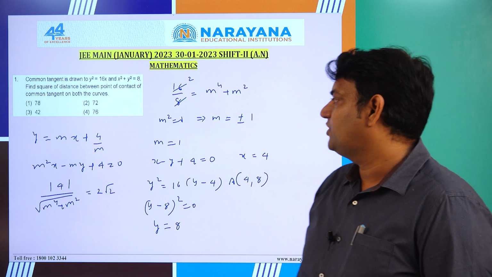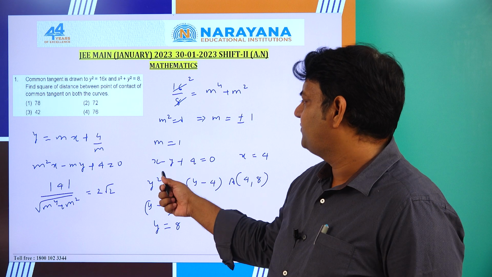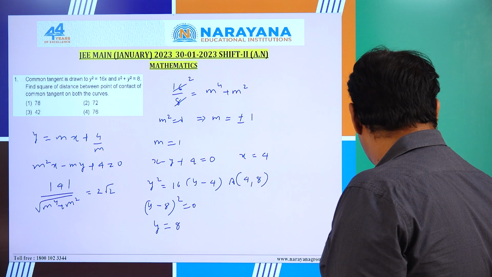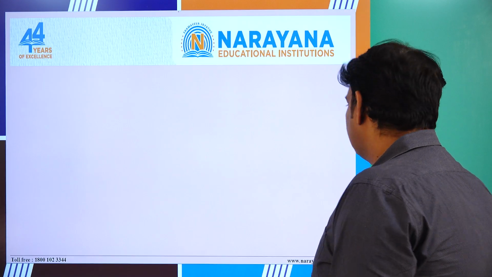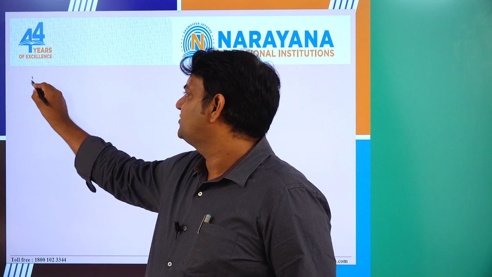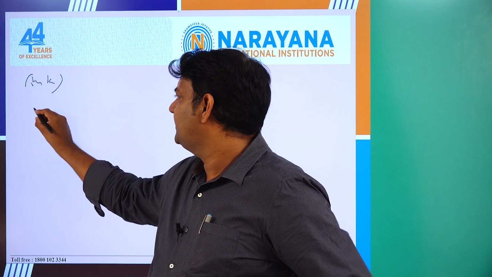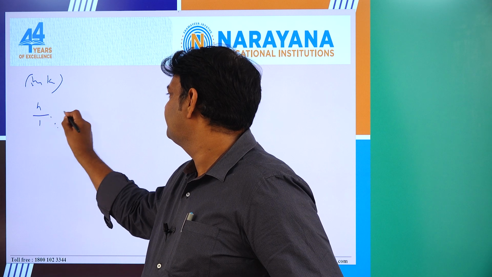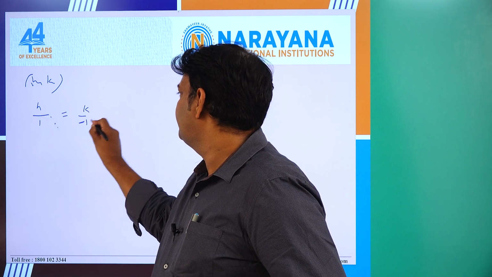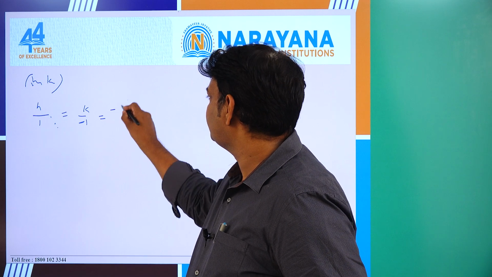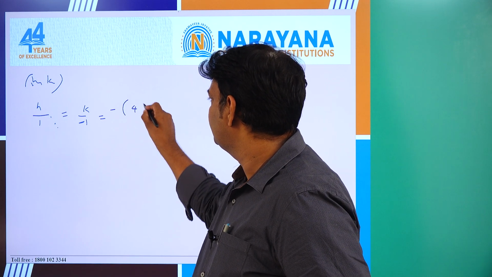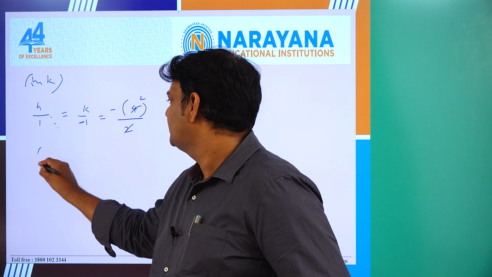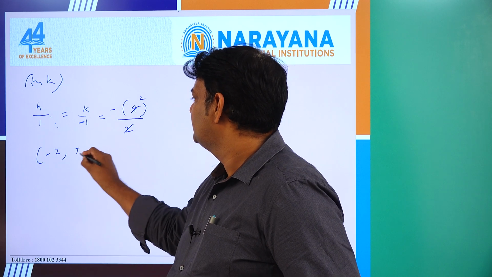Now we will go for the point of contact with the circle. You know that for the point of contact, the foot of the perpendicular from the center will give you the point of contact with the circle. So let us find the foot of the perpendicular from 0 0. Suppose h comma k is the foot of the perpendicular, then h minus 0 by 1 is k minus 0 by minus 1 is equal to minus of ax1 plus by1 plus c by a square plus b square, 2 ones, 2 twos. So h is minus 2, k is 2.